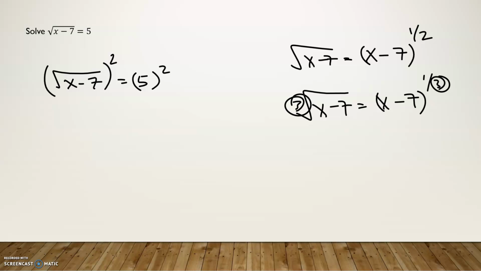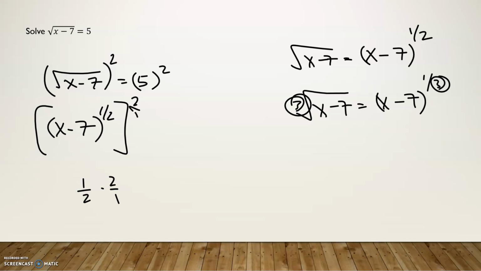So basically what we have is x minus 7 raised to a half, and then we come back and square it. So that's like a 2 over 1, so we have a 1/2 times a 2 over 1. They cancel out, so basically they just go away. That's essentially what we're doing, or why this is working. Okay, so these will cancel each other out.